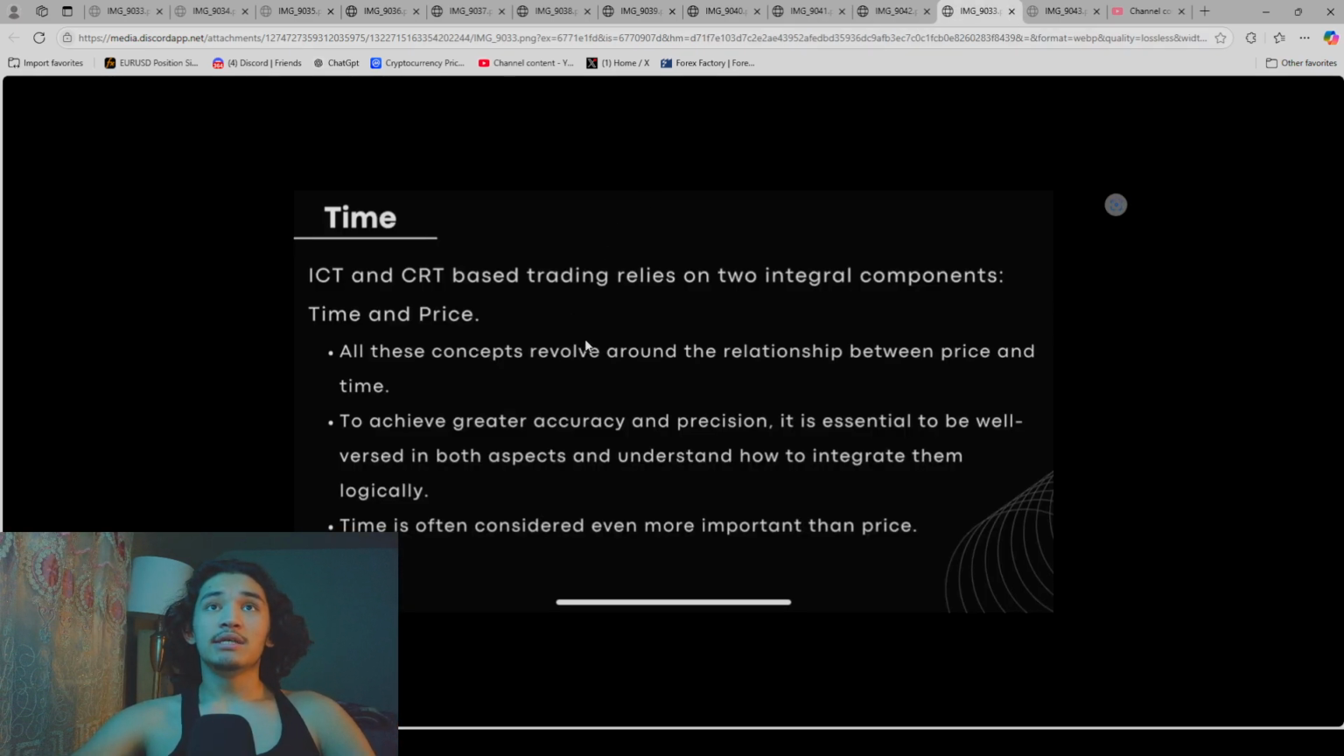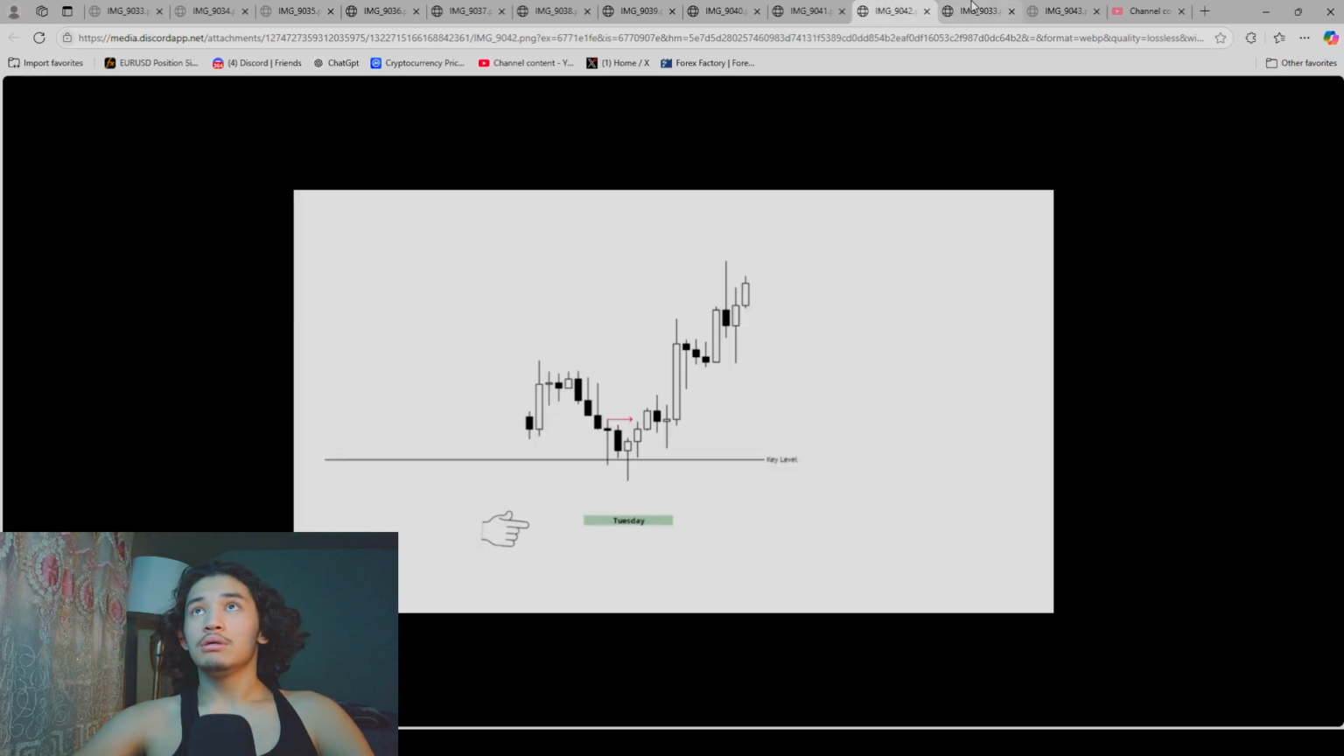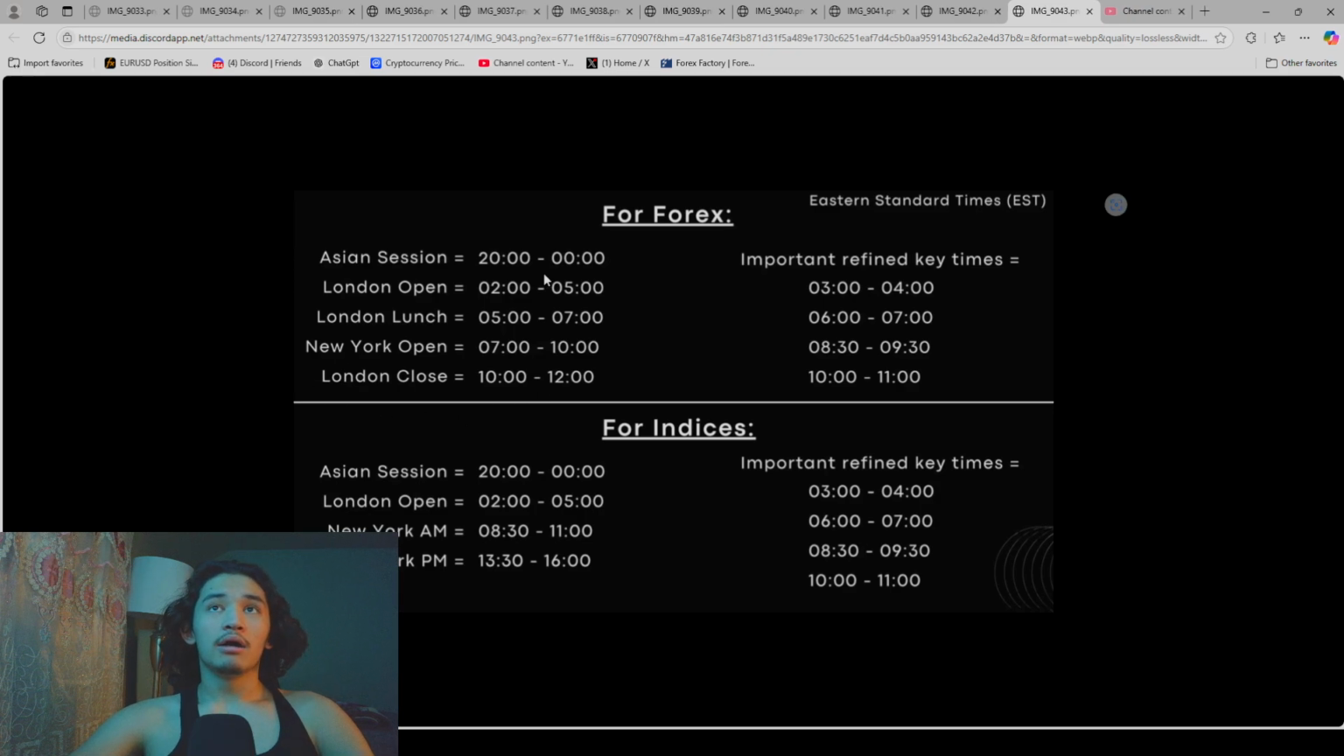Time and CRT based trading. I think I have already read that. Okay, last PDF before we get to examples. The examples are going to be very easy because I've already shown you guys so many examples. I'm going to show you guys a little bit more, just to show you real-time data, right?